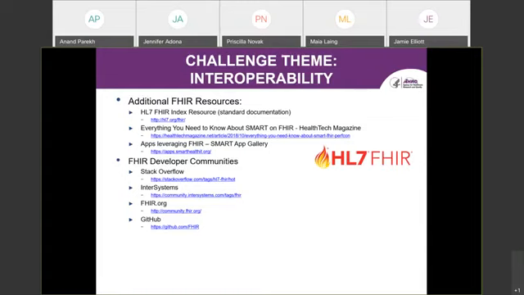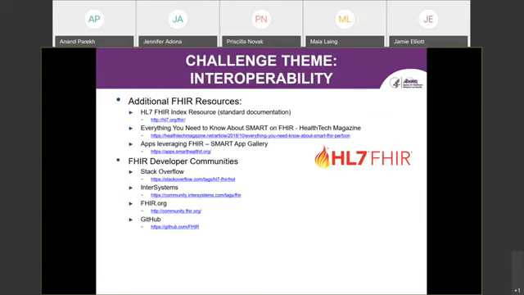So with that, we've covered the challenge themes. We're going to go into more logistic pieces, talk about submission requirements and evaluation criteria. And then we'll go into a quick demo of how to submit your solution before we get to the questions and answers.